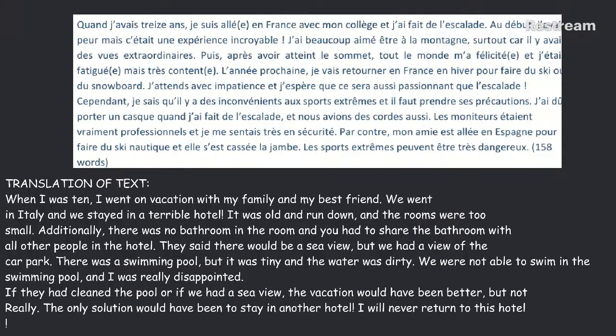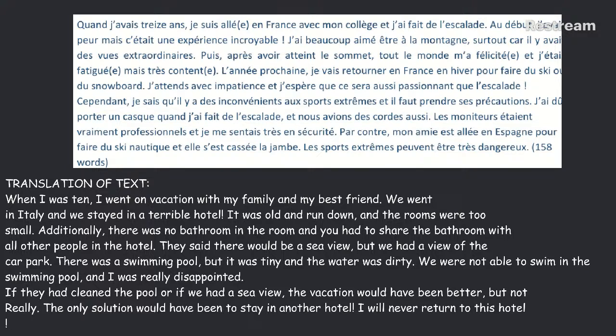Okay. So let's look at this translation. I think it's generally quite easier to understand. So when I was 10, I went on a vacation with my family and my best friend. We went to Italy and we stayed in a terrible hotel. It was old and run down. And the room was too small. Additionally, there was no bathroom in the room, and you had to share the bathroom with all the other people in the hotel. They said there would be a sea view, but we had a view of the car park.